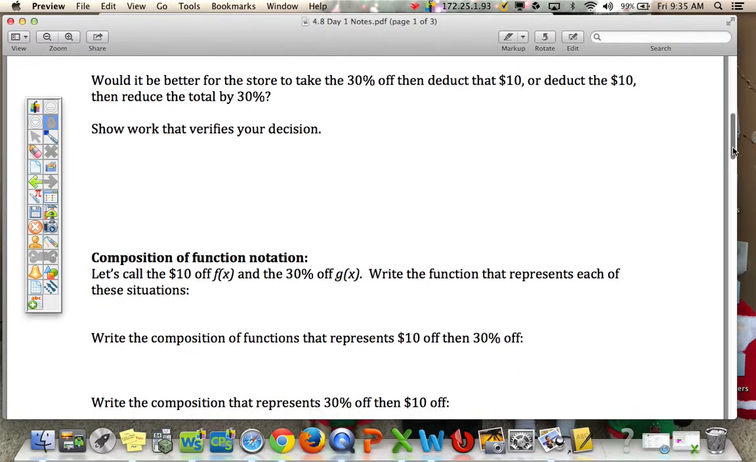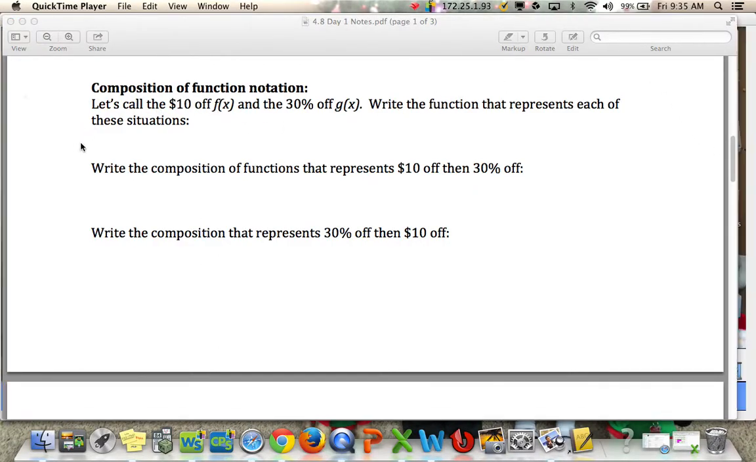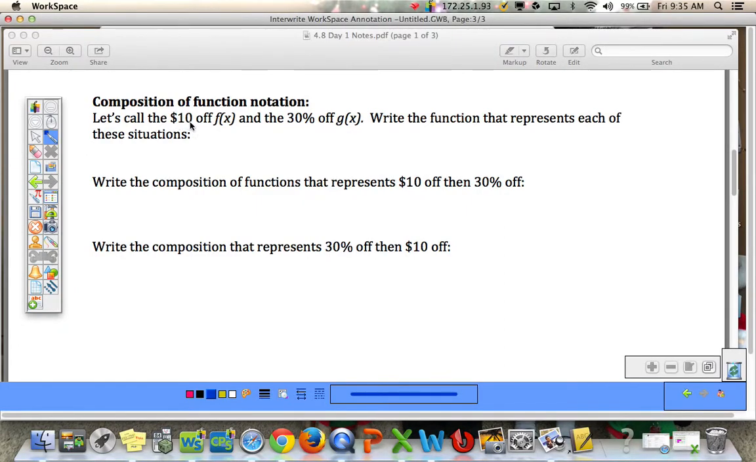Okay, let's do it with notation, composition of function notation. We'll do the notation, then we'll define composition of function, which is looking at 2 functions. Okay, let's call the $10 off f of x and the 30% off g of x. Write the function that represents each of these situations.